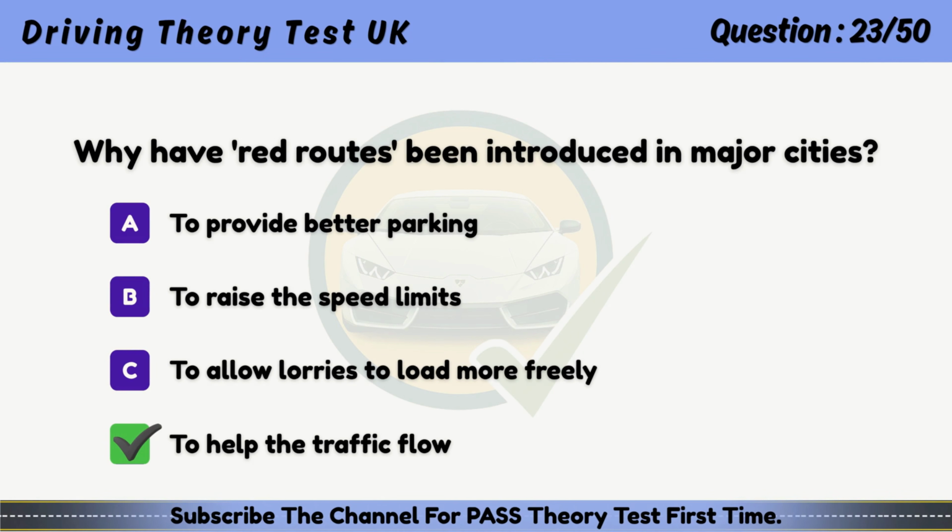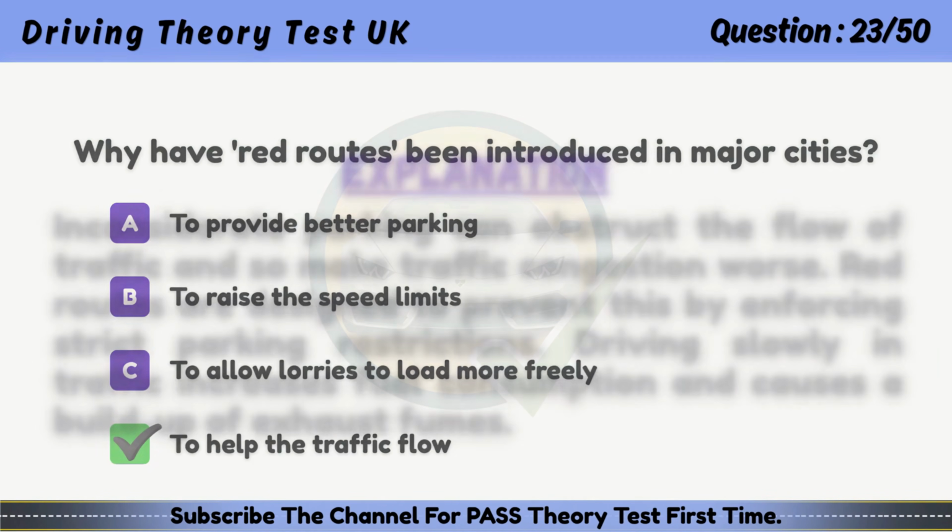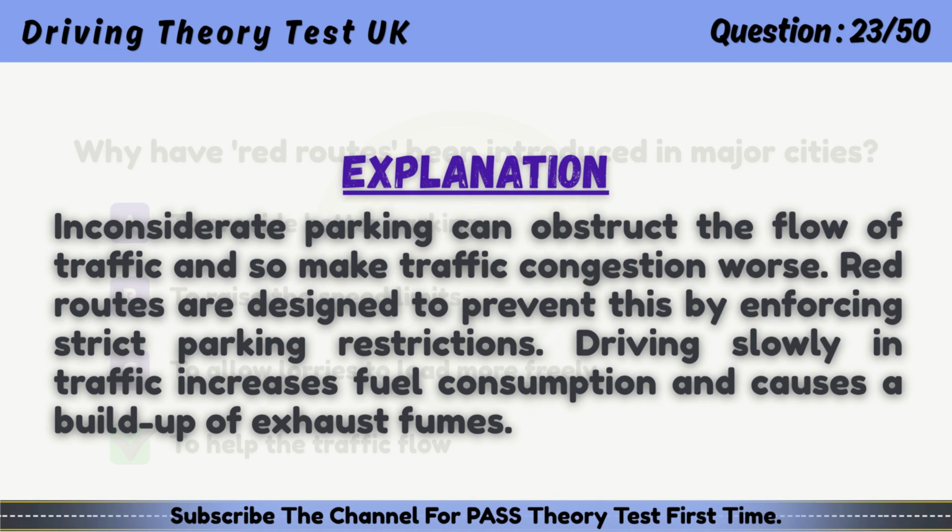Answer is D. To help the traffic flow. Inconsiderate parking can obstruct the flow of traffic and so make traffic congestion worse. Red routes are designed to prevent this by enforcing strict parking restrictions. Driving slowly in traffic increases fuel consumption and causes a buildup of exhaust fumes.